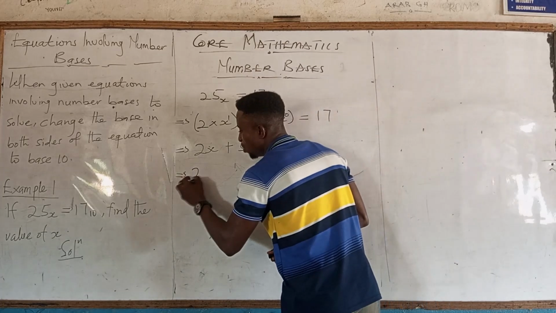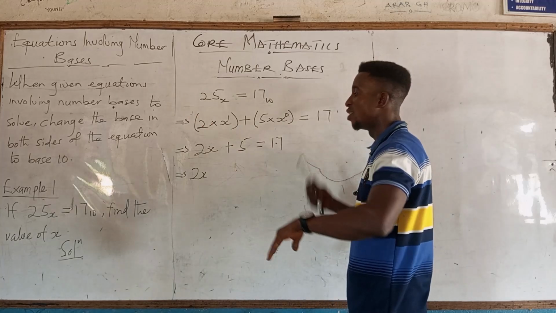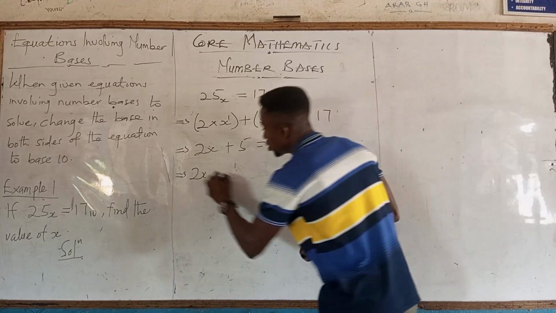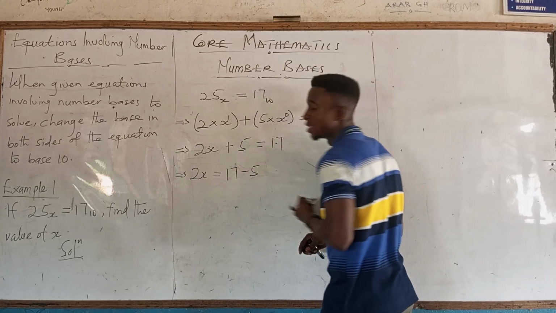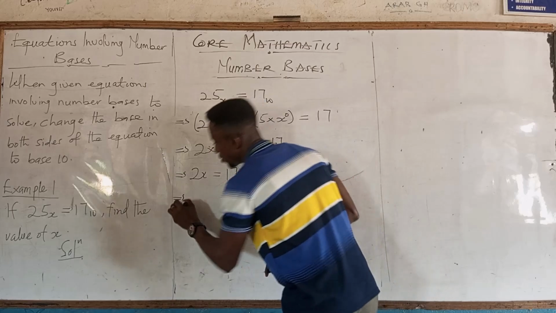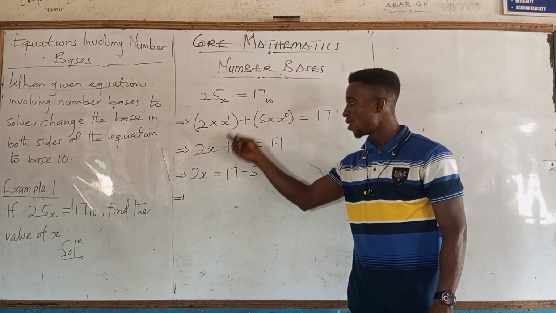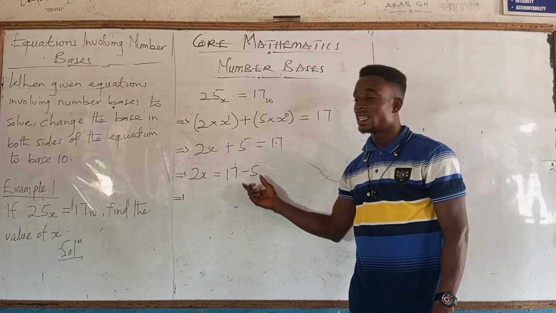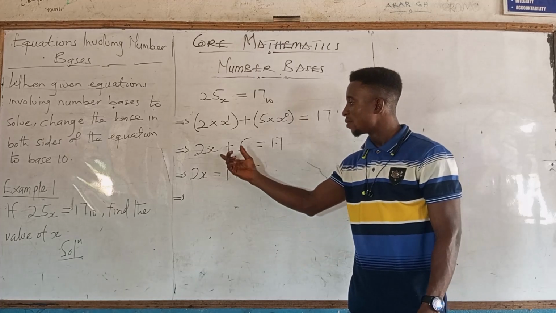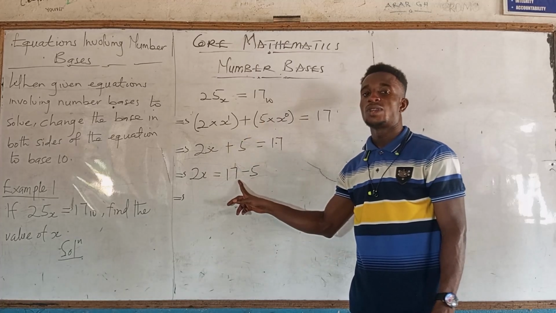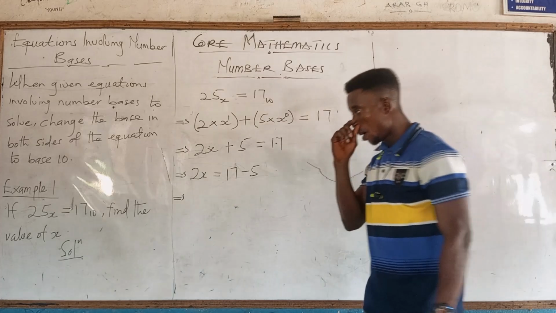Okay, so I have my 2x. We send those with x to one side and those without x to the other side, which is equal to 17 minus 5. We know why it's minus: this one is positive, and when it crosses the equal sign, it becomes negative. That is the simple idea that we know, right? So this 5 crosses the equal sign, and that is why we are having minus 5. Are we getting that?